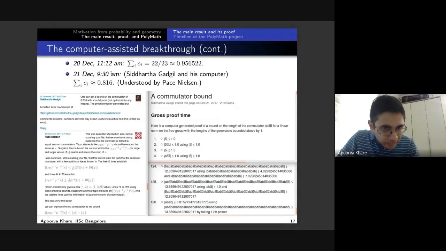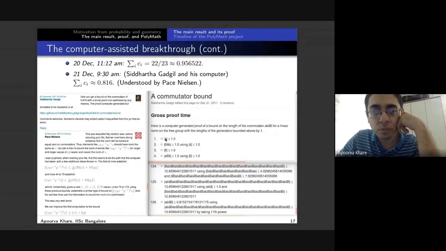But in the meantime, Siddharth was programming his computer, and almost 22 hours later, it came up with this bound. And here is this proof. Look at the right hand column. Let me look at the first entry here. One can get a bound on the commutator with a brutal proof by computer. And this can be found here. It's publicly accessible, and someone cleverer may extract useful inequalities as well. So Siddharth's proof goes, and he made the computer write it in a format that human beings can read.